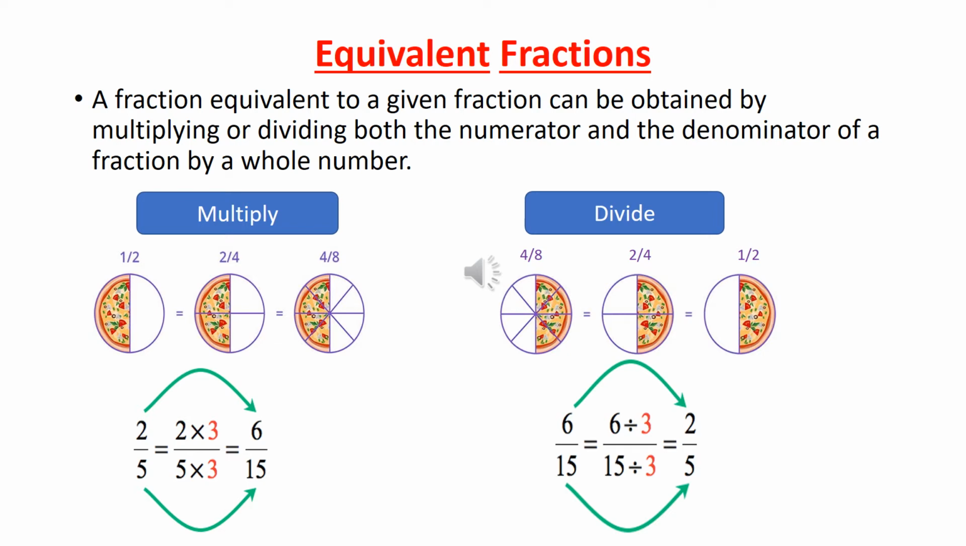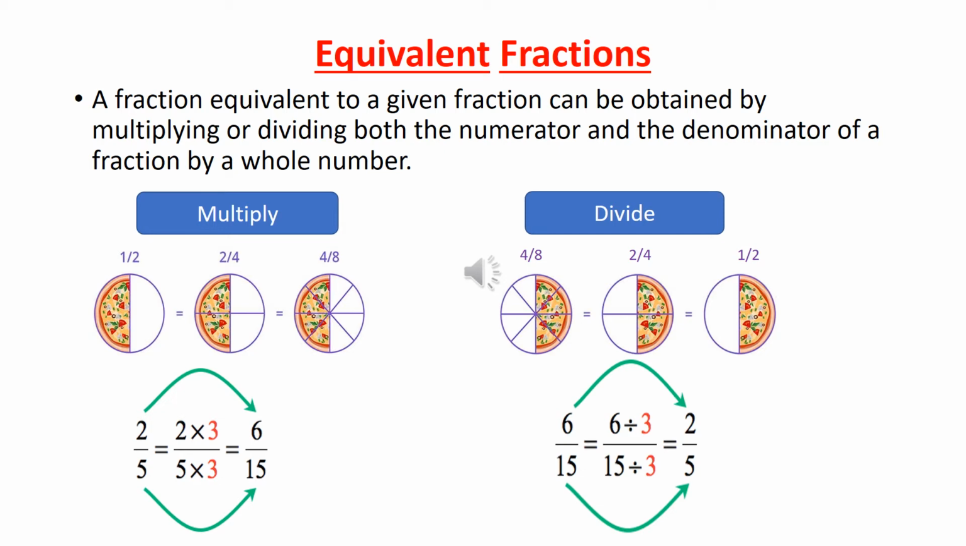Look at the second example, 2/5. We can multiply the numerator as well as the denominator by a number: 2, 3, 4, 5 and so on. Here, numerator 2 is multiplied by 3, and the denominator 5 is also multiplied by the same number 3. So the answer we get is 6/15. So 2/5 and 6/15 are equivalent fractions.